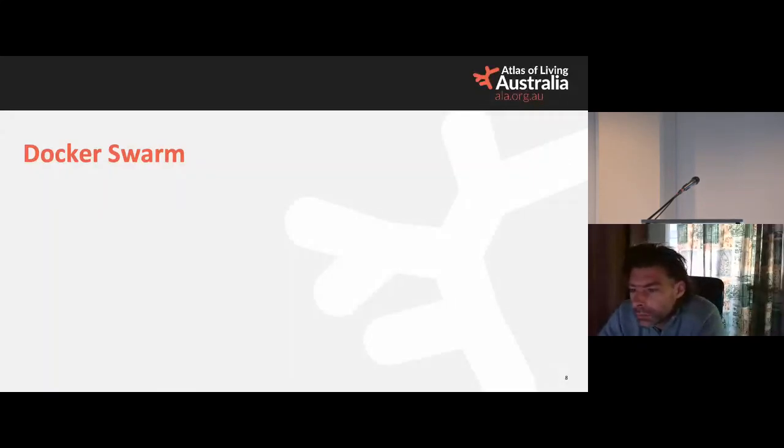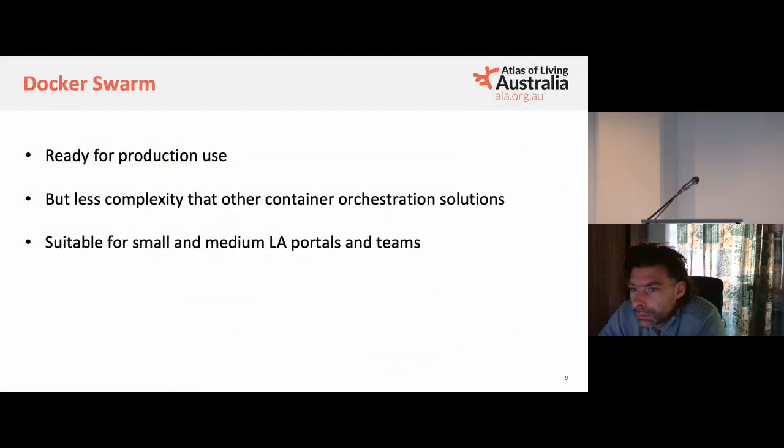So for the first solution, the technology that we've been looking at is Docker Swarm. For small and medium portals in terms of technical team size and hardware requirements, we concluded that Docker Swarm was the best technology to provide the orchestration. Docker Swarm is also the orchestration used by the Swedish Biodiversity Data Infrastructure, and they've been using it now for some years.